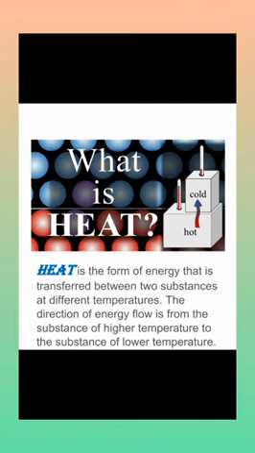So here the definition is there. Heat is the form of energy that is transferred between two substances at different temperatures, or due to the difference in temperature, and always flows from the hotter object to the colder object. So how does heat flow? Always from the hotter body to a colder body. Okay.